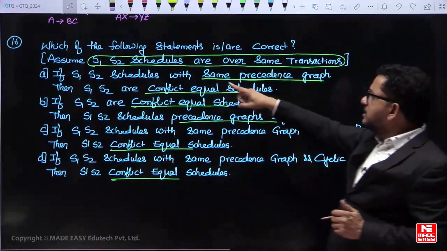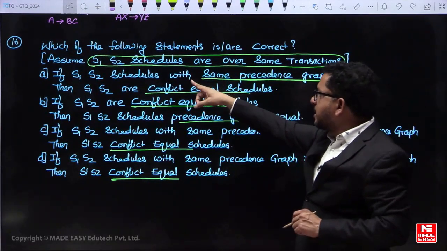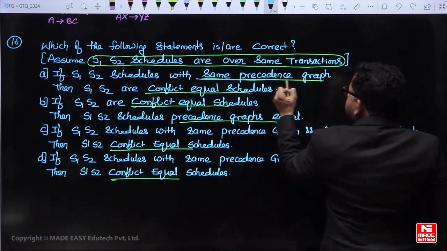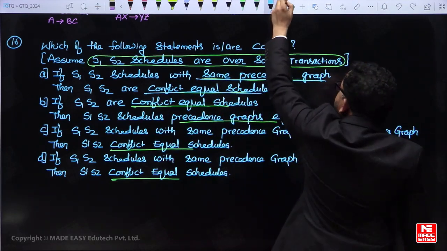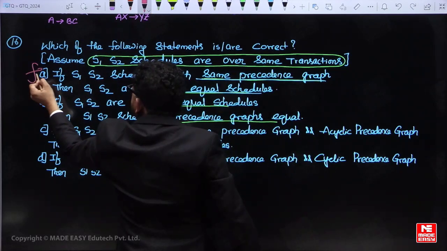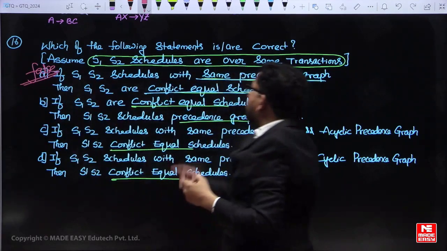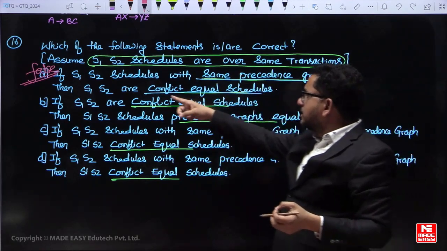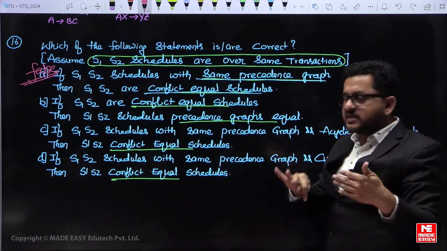So what we say is that schedules, same transaction, first option A, same precedence graph. If the precedence graph of the schedules is equal, then we can say conflict equal. This is a false statement, because the same precedence graph need not be acyclic, it can be cyclic also. Even if the precedence graph is the same, if it is cyclic, then it may not be conflict equal. That is the third case in the diagram we discussed.